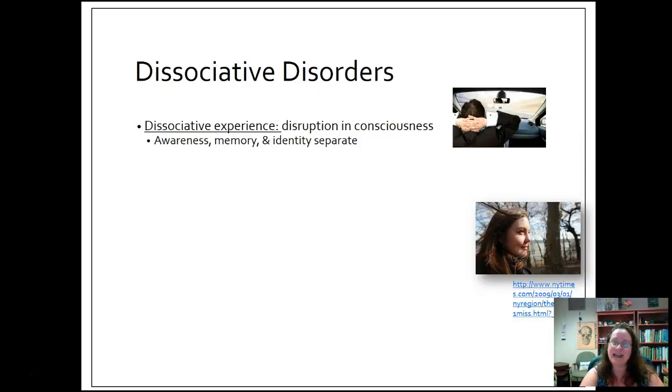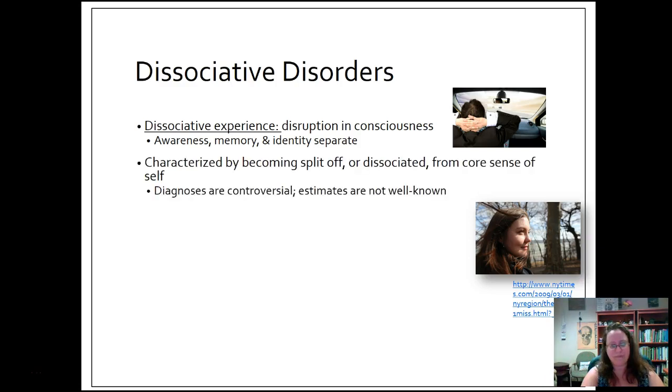Brings us into our next category, which is dissociative disorders. So we've all had dissociative experiences. If you've ever driven somewhere and you think you're going to go to work, but then you show up at your friend's house and you're like, what am I doing here? You've just had this small disruption in your consciousness and you just kind of forgot what you were doing. But individuals can have this constantly or in many different ways. And so this is where we end up with a dissociative disorder.